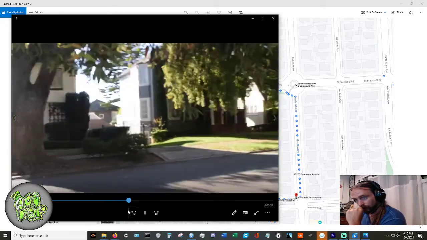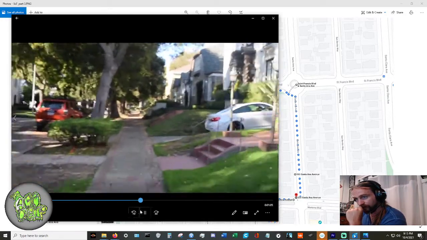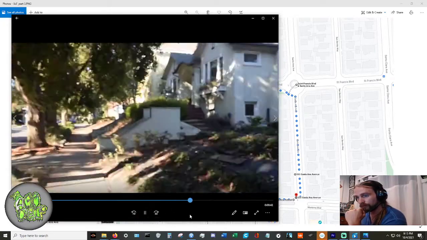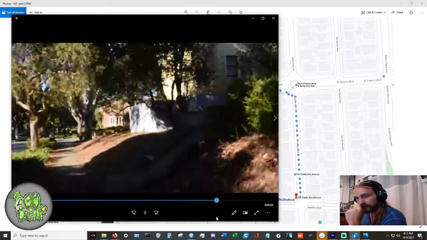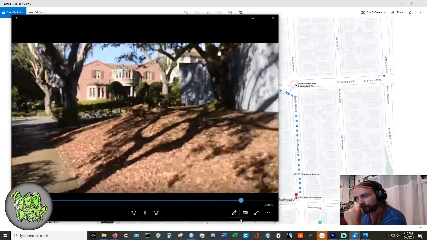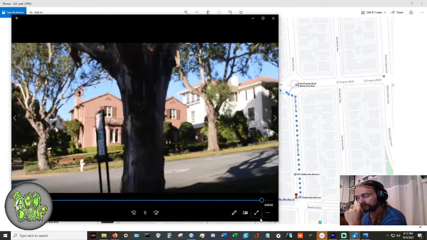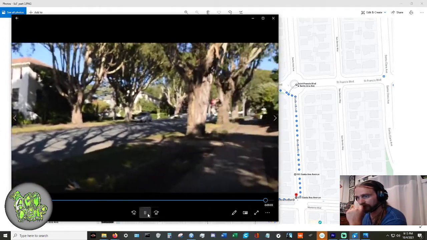Yeah, those are some cool Halloween ornaments. People are starting to get into the seasonal spirit. Just walking down. Most of these blocks take about 2 minutes and 30 seconds to walk. I'm not sprinting or anything, I'm just walking at a brisk pace.